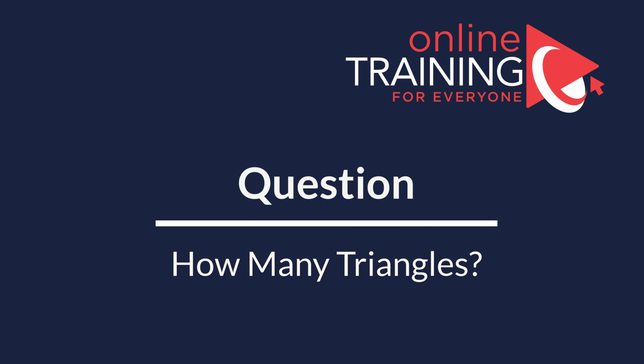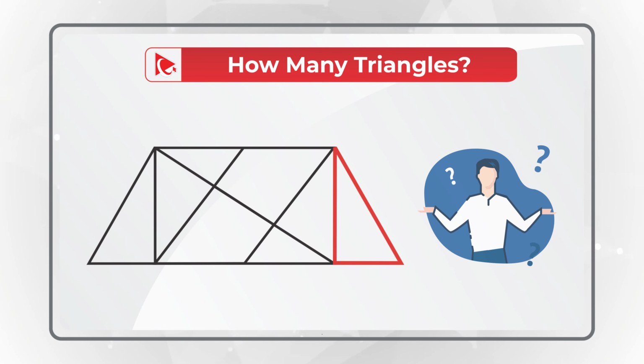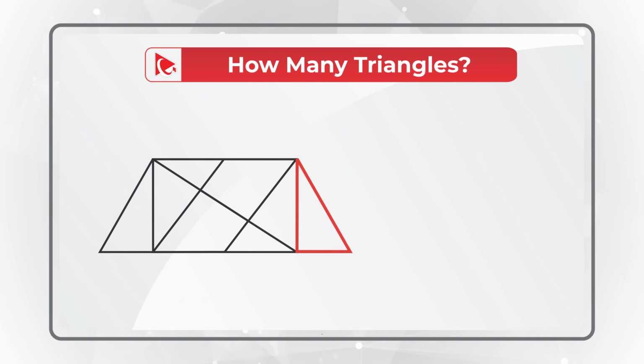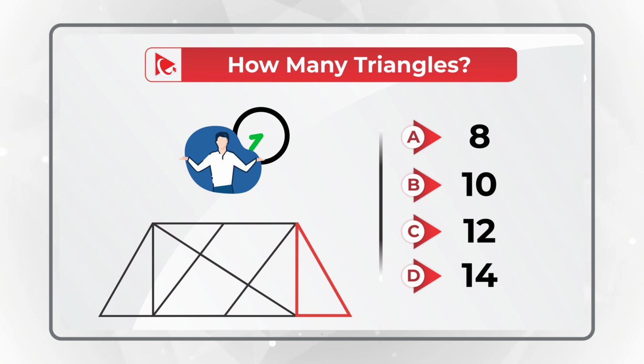When I saw this question, I couldn't believe the answer. You need to determine how many triangles are presented in the given shape. You see one triangle highlighted in red, but you have 4 different choices. Choices A, which is 8 triangles, choice B, 10 triangles, choice C, 12 triangles, or choice D, 14 triangles. How many do you see?